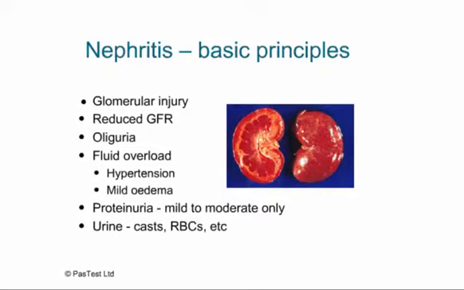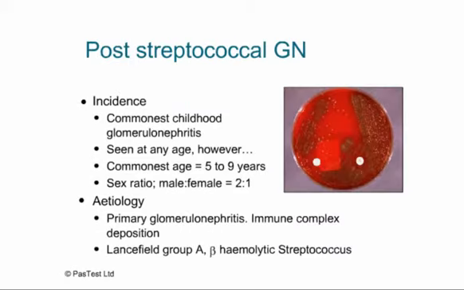So with that in mind, let's think now about the most common childhood glomerulonephritis, post-streptococcal glomerulonephritis. And this is a good example of a child who exhibits typical clinical features of nephritis. Post-streptococcal glomerulonephritis is seen at any age. However, it's commonest in the young school years, the ages between 5 and 9. It's commoner in males than females with a sex ratio of 2:1.